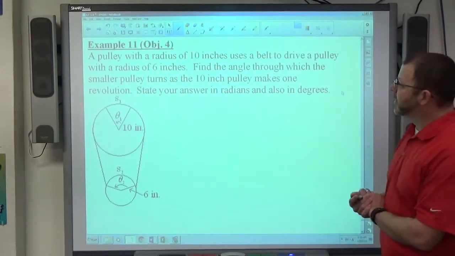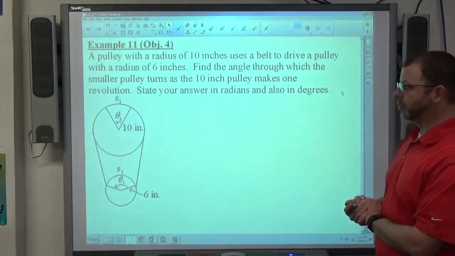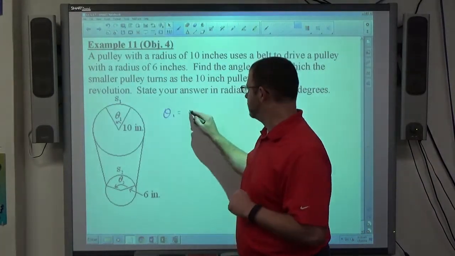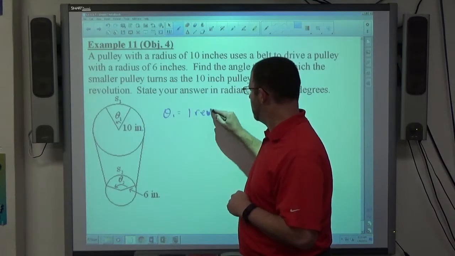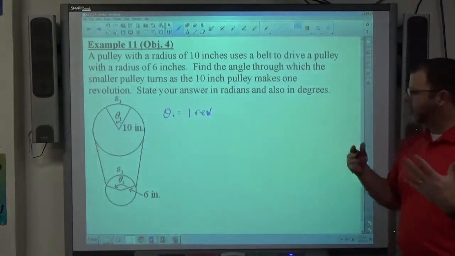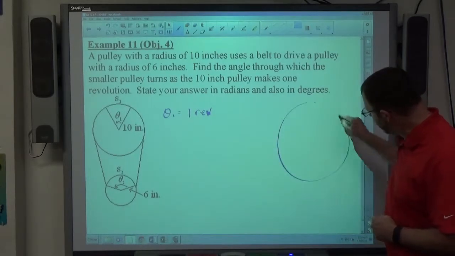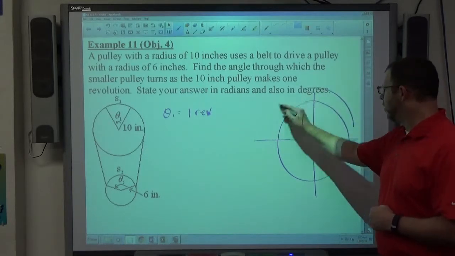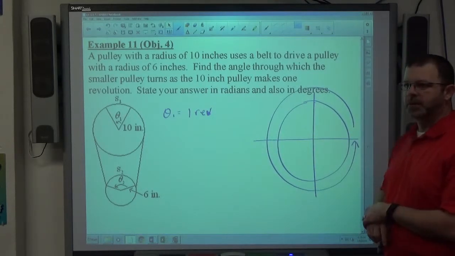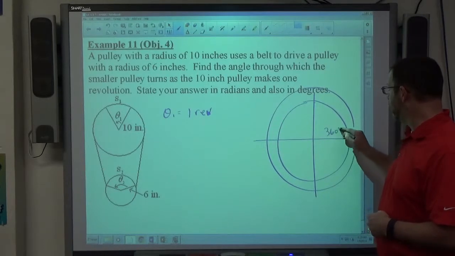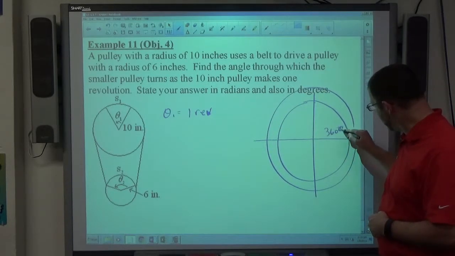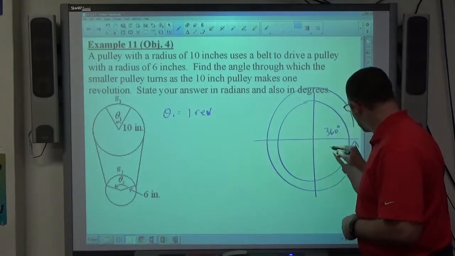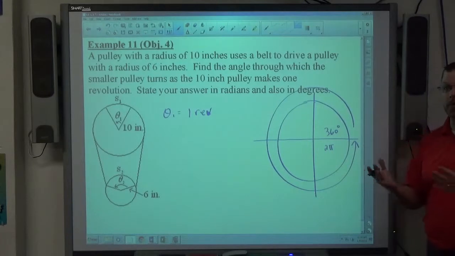So what's happening here is it says the bigger pulley makes one revolution. So what I know then is theta 1 is going to be one revolution. Thinking back to what we've already seen from 5.1 day 1, there's a circle, right? If I'm going one revolution all the way around the circle, how far did I go? 360 degrees or 2 pi radians, take your pick. That's what one revolution is.